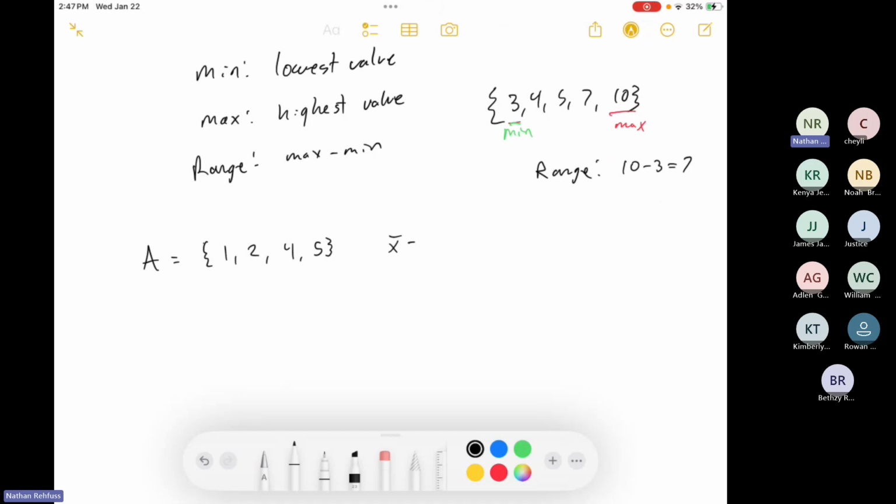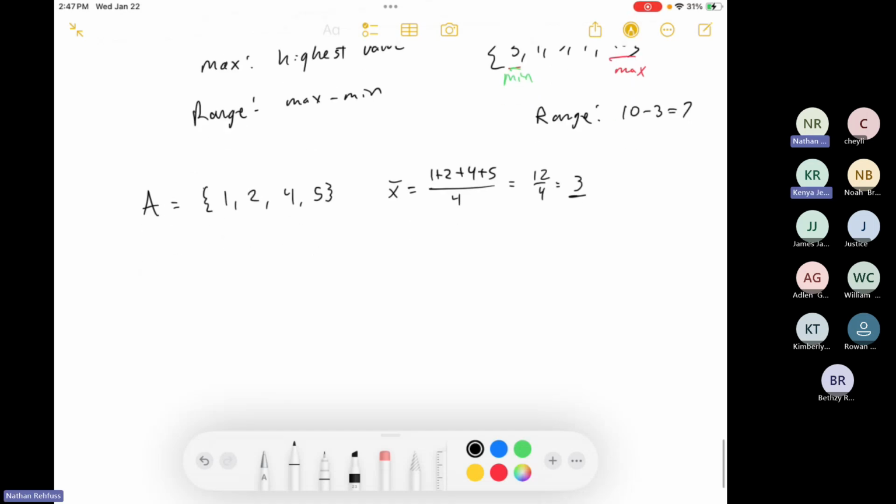Then x bar is 1 plus 2 plus 4 plus 5 divided by, silly me, divided by 4 because n is 4. There are 4 people in the set. So that's 12 over 4, which is 3. X bar is 3. Here's what this represents physically.